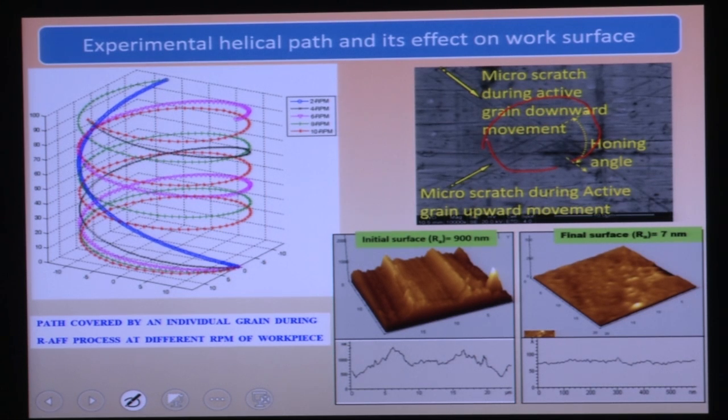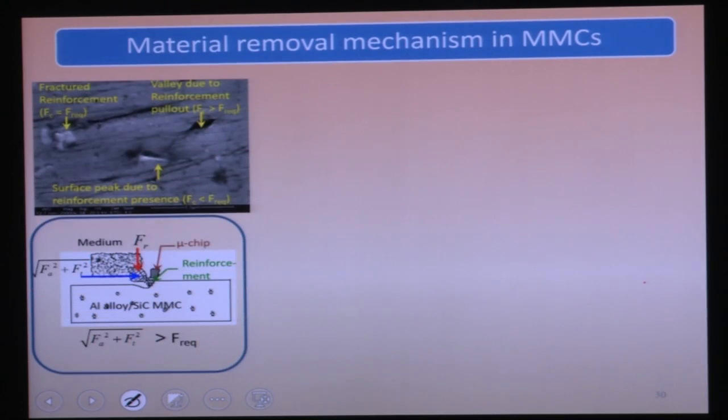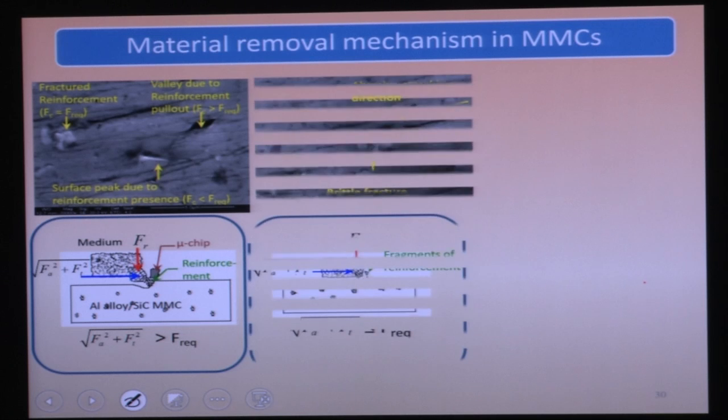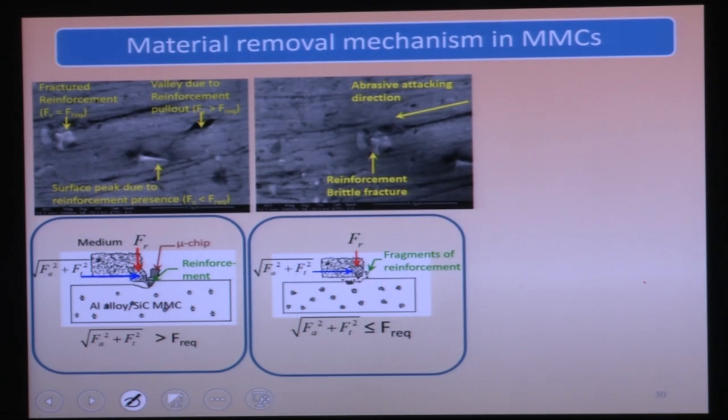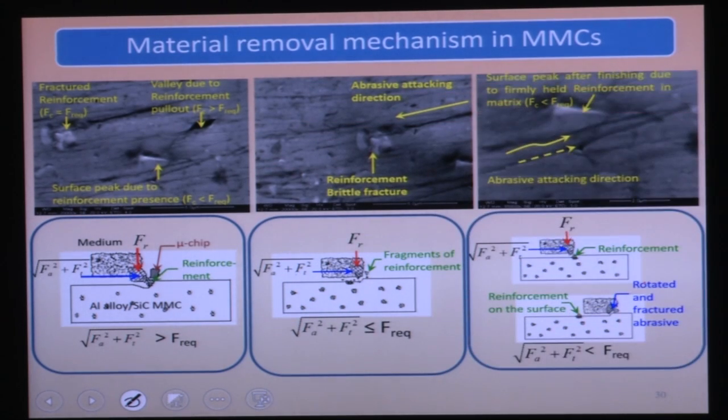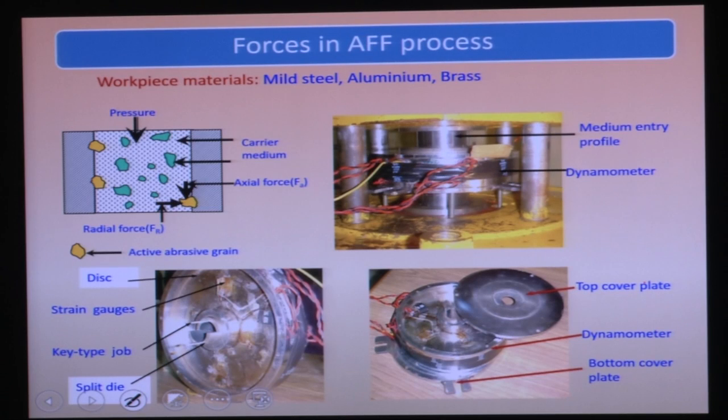In the FM picture you can also see that before polishing there were surface undulations, which are grinded surface undulations. After the FM process, whatever surface undulations were there are totally removed. So MMC, metal matrix composites, can also be polished by the abrasive flow finishing process. Forces also you can measure.